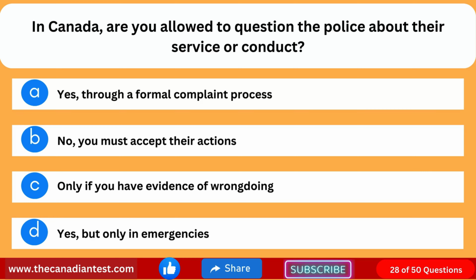In Canada, are you allowed to question the police about their service or conduct? Option A, yes, through a formal complaint process. Option B, no, you must accept their actions. Option C, only if you have evidence of wrongdoing. Option D, yes, but only in emergencies.